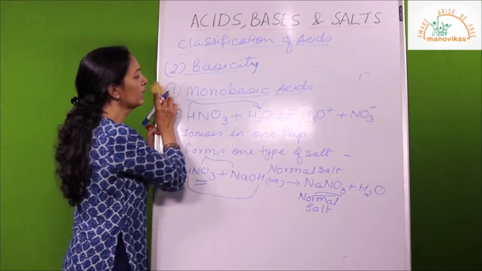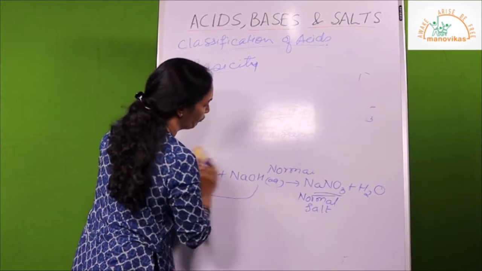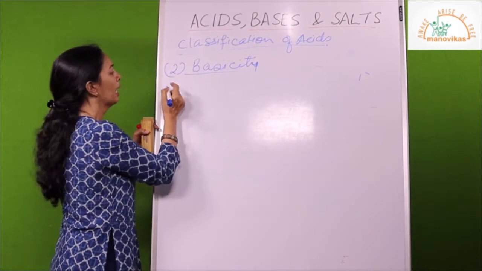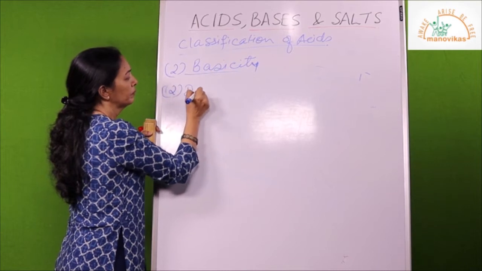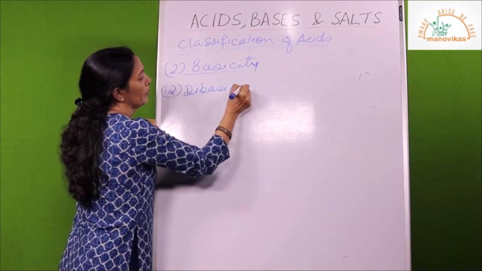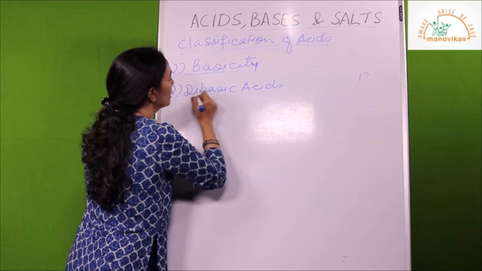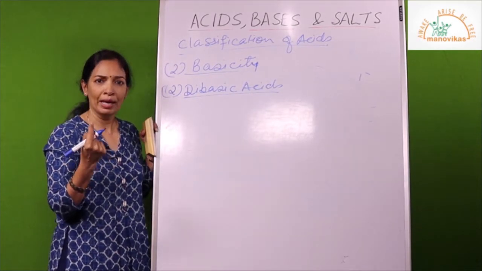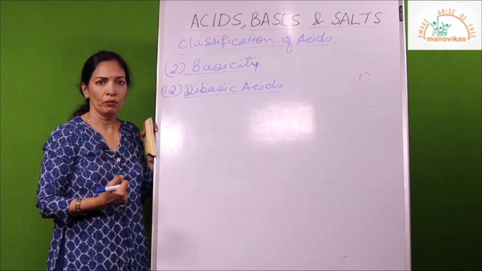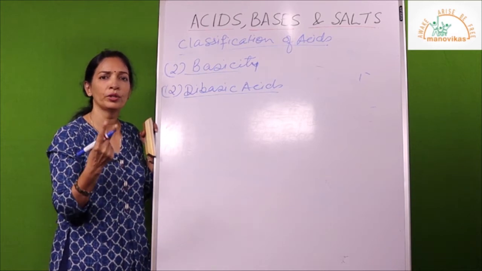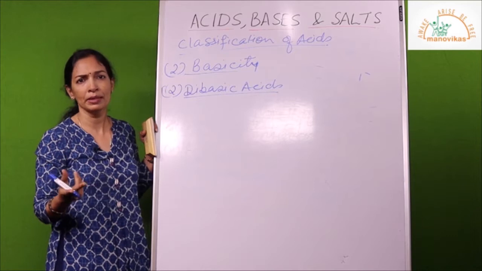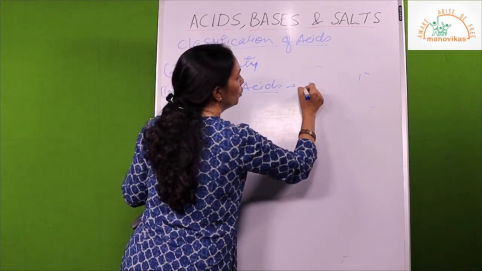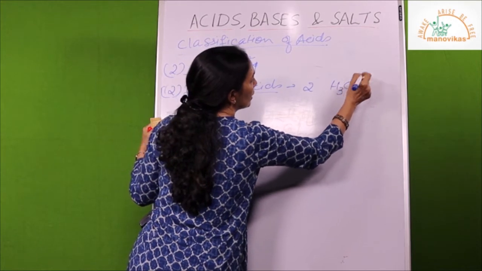Okay. Now the second class of basicity is dibasic acid. Now what is dibasic acid? Dibasic acids, by this time you all might have understood that if one molecule of an acid on dissolution in water furnishes two hydronium ions, then it will be called a dibasic acid. And the example is H2SO4, so 2 H3O plus will be given.